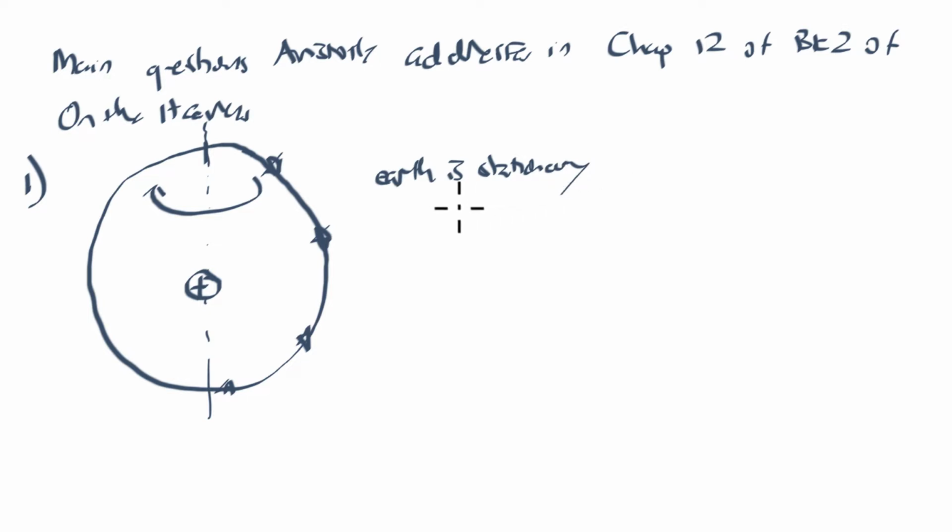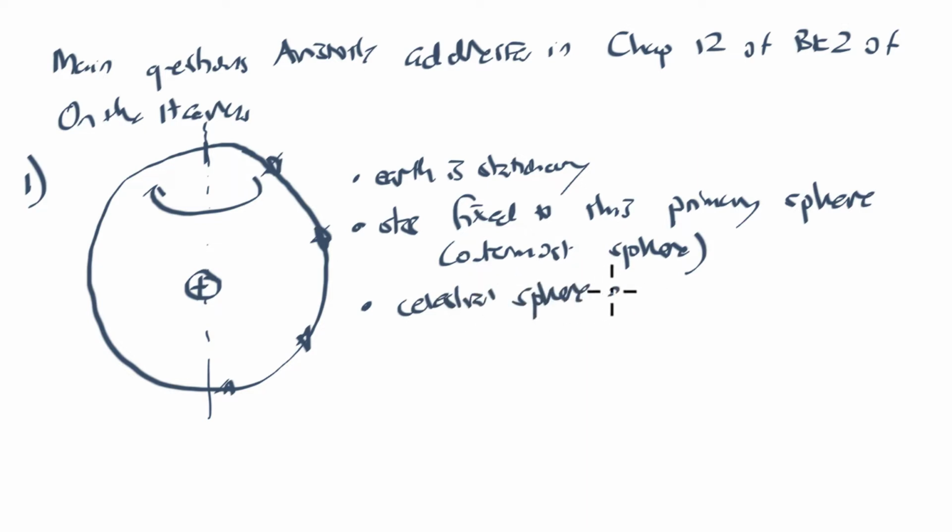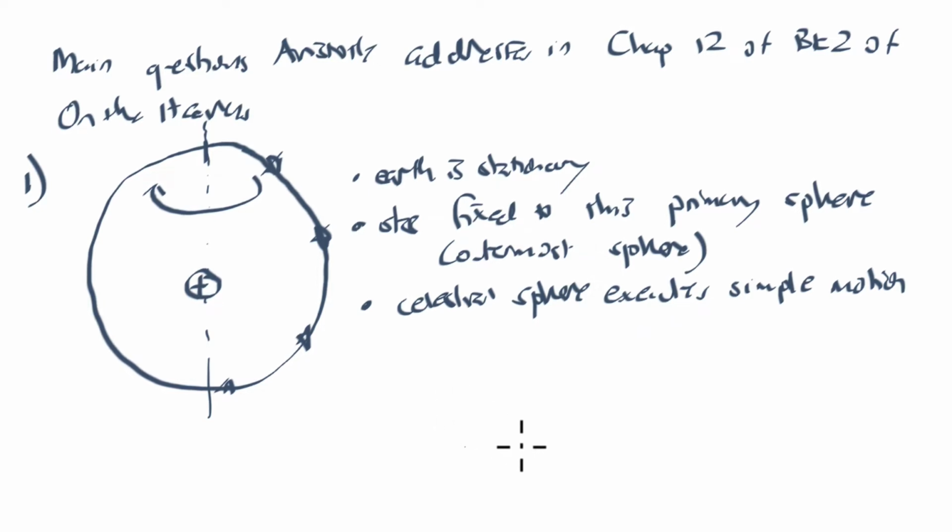The stars are fixed to this primary sphere, he would call it the primary sphere, I think is what he refers to it as. We might call it the outermost sphere. So the Earth is stationary, the stars are fixed to this primary sphere, and this primary celestial sphere executes simple motion. That is, it rotates around once per day. This is a very simple kind of motion. In fact, it's the simplest motion of any of these spheres.